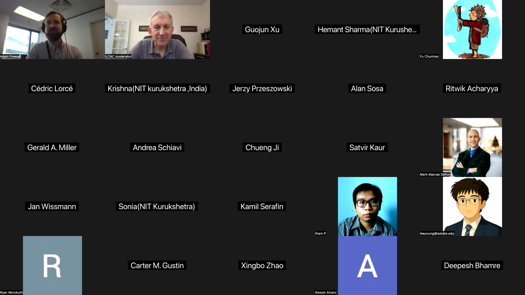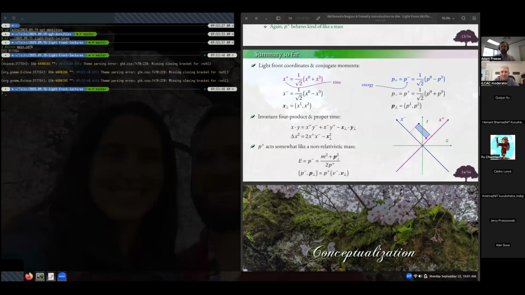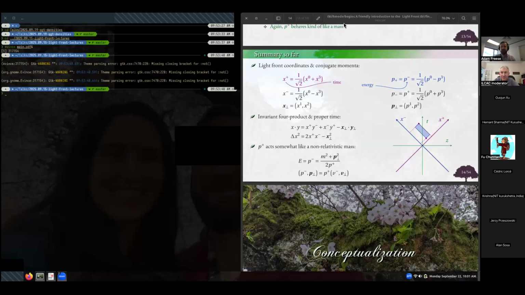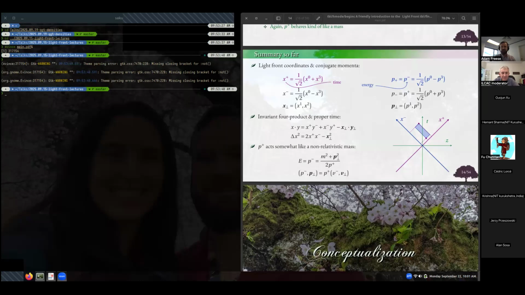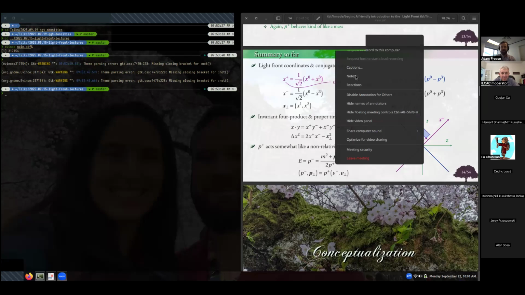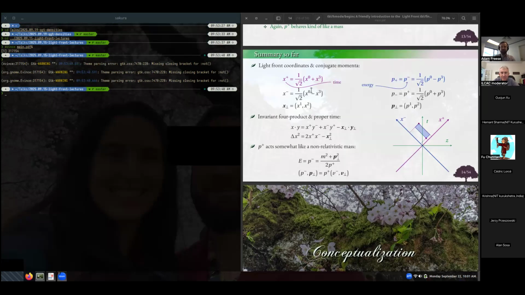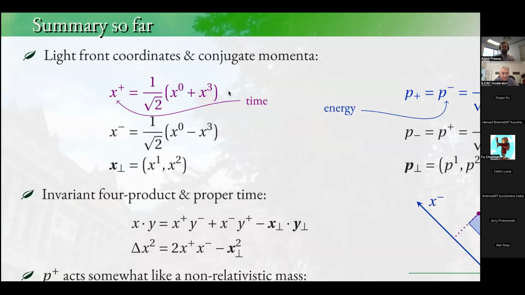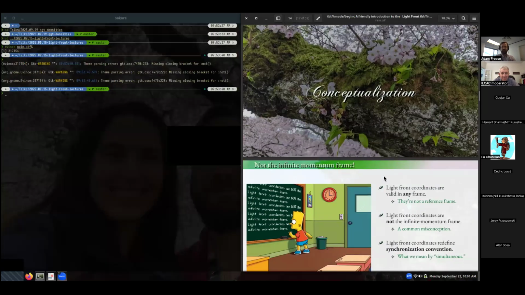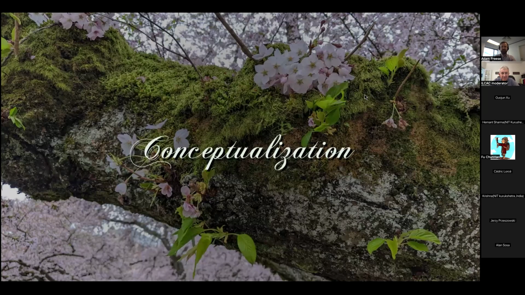Okay, so and I'm going to... let's see. I need to remember how to hide the floating meeting controls. There we go. That's not the right size. There we go.